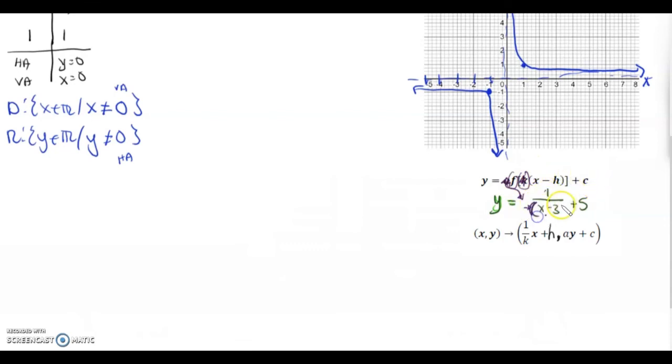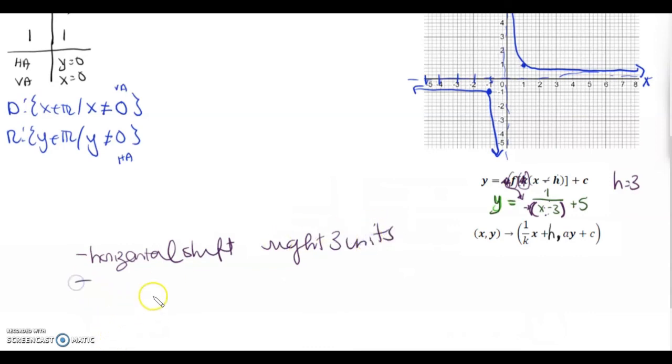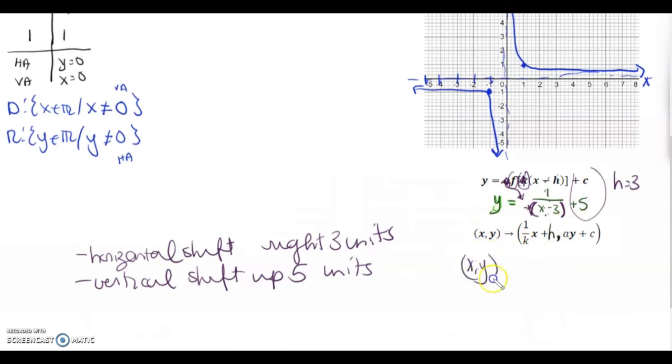So because it's x minus 3, our h value is 3, right? Because again, negative is built into this equation. So this is going to be a horizontal shift, right 3 units. Then the plus 5 is going to be vertical shift, up 5 units. So our mapping notation is going to map all of the x's, we're going to add 3, and all of the y's, we're going to add 5.